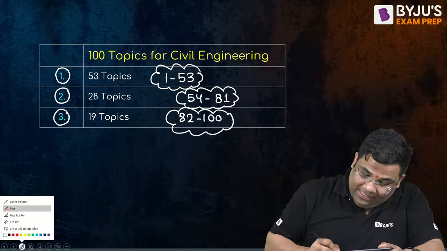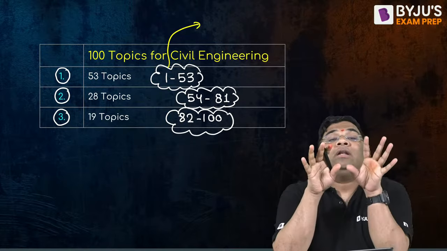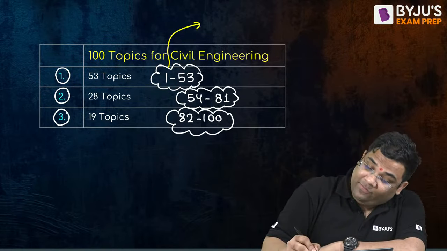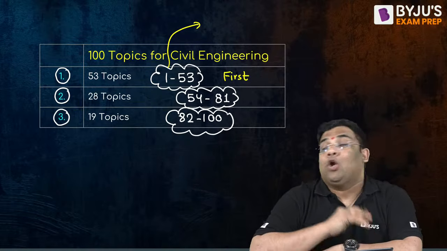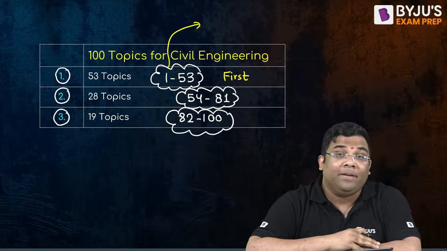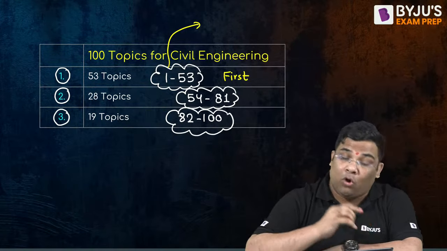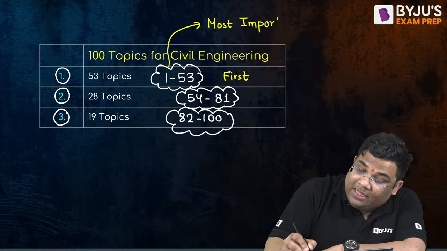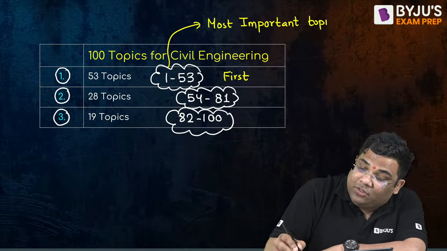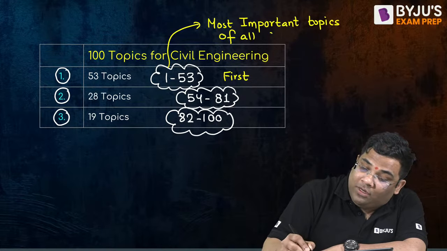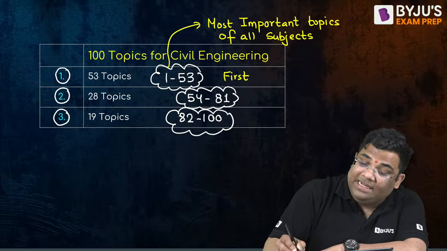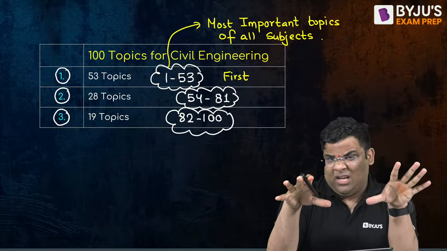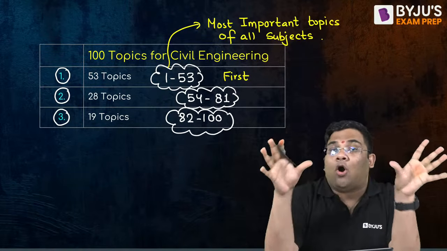Now, tell me, in these 53 topics, will there be all subjects or only a few subjects? Let us see your idea. In this first 53, the first priority, all subjects will be there or only a few subjects? Yes, all subjects. We can say the most important topics of all subjects. So first you should target to complete these 53 topics. If you have completed 53 topics, that means you have covered a major chunk of all the subjects.